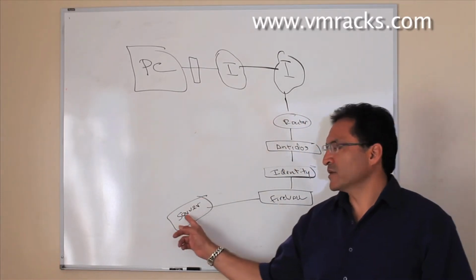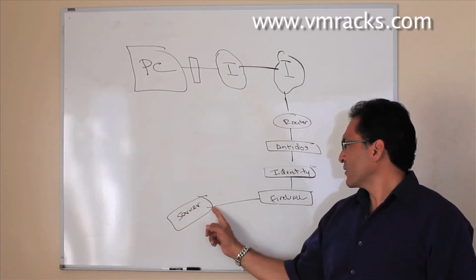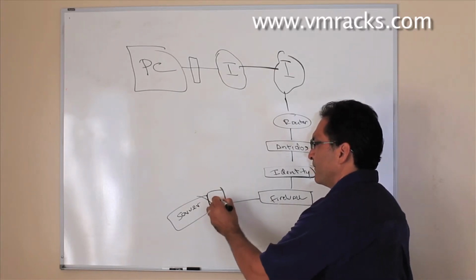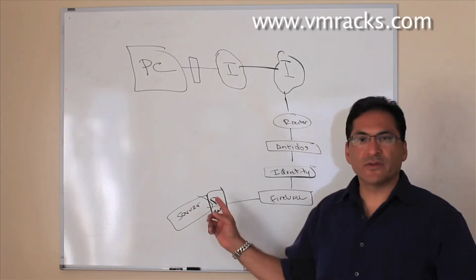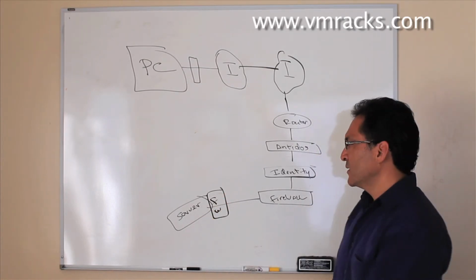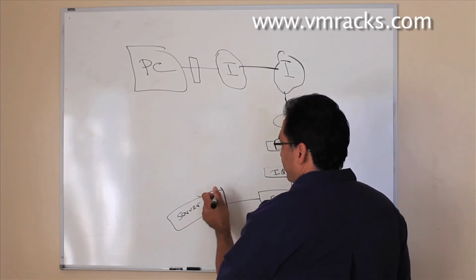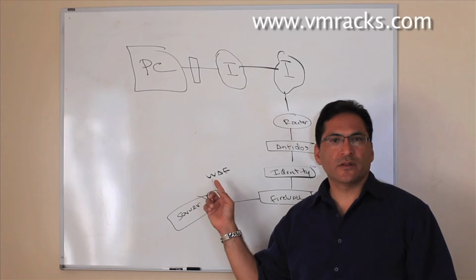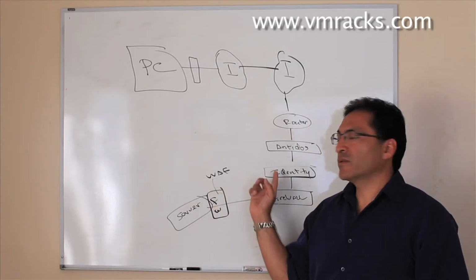In here I drew a square that says server. Finally it hits the server, but this server itself will also have a firewall. So we have another firewall on this server where the application is. This firewall, I call it the web application firewall. It's different than the other firewall.